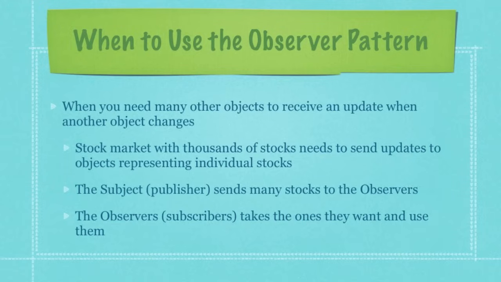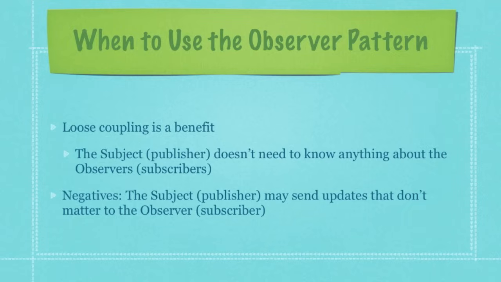So when do you use the observer pattern? When you need many other objects to receive an update when another object changes. So for example, let's say we have a subject or publisher object that is going to represent thousands of individual stocks in the stock market. If you would need to send updates to multiple observers or subscribers, you would use the observer pattern to do that.